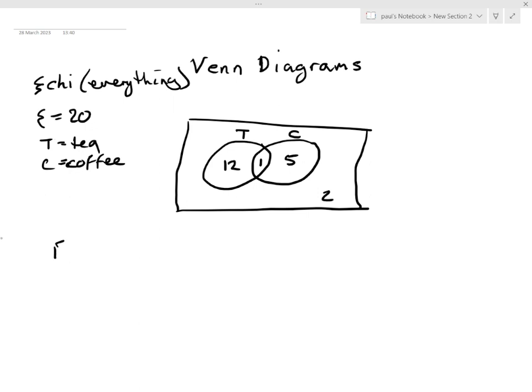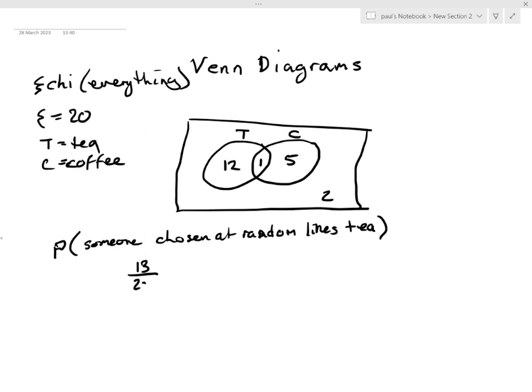So you get a probability question on this. What's the probability of someone chosen at random? These are the words that point you to everybody. Someone out of everybody likes tea. Someone chosen at random likes tea. Okay, so how many people like tea? 12 plus 1, 13 people out of a total of 20.